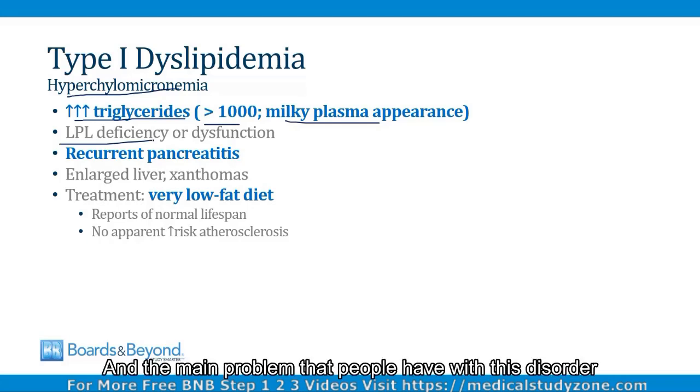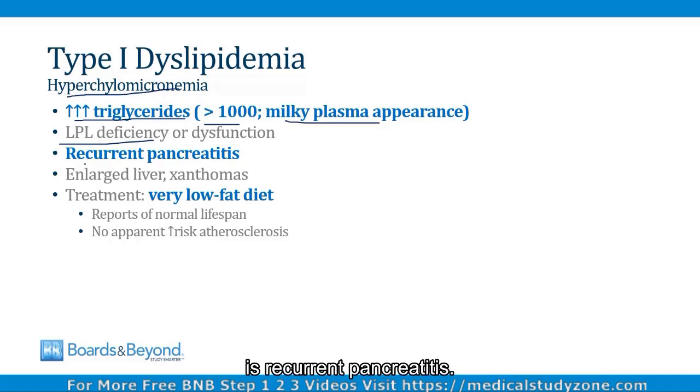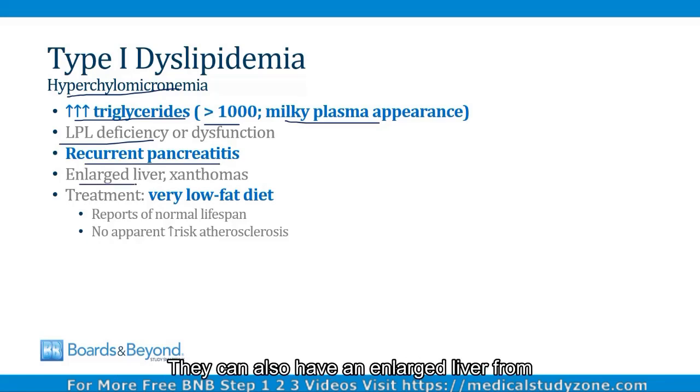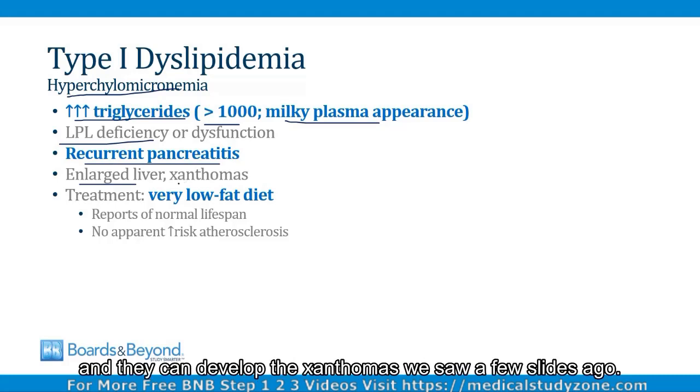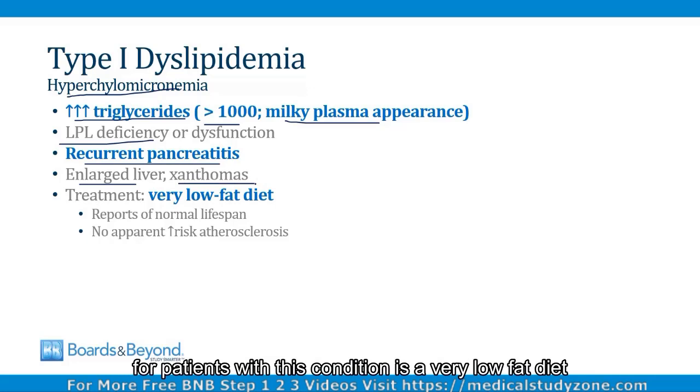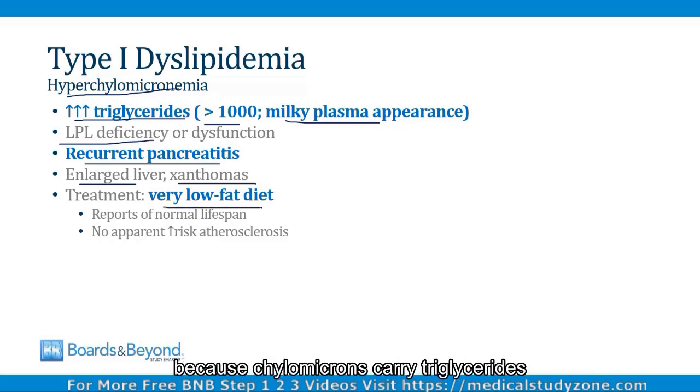And the main problem that people have with this disorder is recurrent pancreatitis. As I told you earlier, very high triglycerides lead to pancreatitis. They can also have an enlarged liver from buildup of triglycerides, and they can develop the xanthomas we saw a few slides ago. And the mainstay of treatment for patients with this condition is a very low-fat diet. Because chylomicrons carry triglycerides from the gut to the liver, if you don't eat much triglycerides, then you won't have much of a problem.